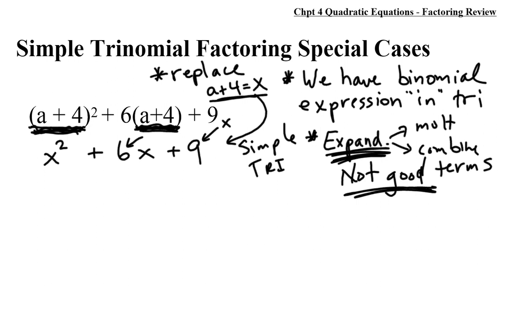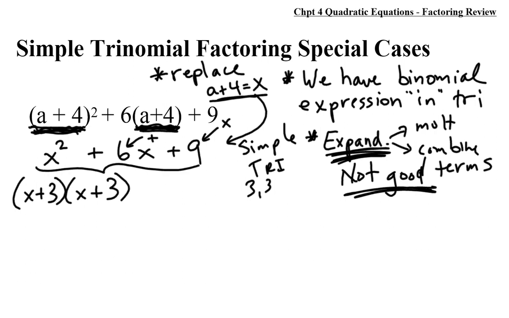Multiply to 9, add to 6. What's your combination? Well, 3 and a 3. So this could be x plus 3 times x plus 3. There's the factored form for that simple trinomial. However, that's not finished, because we need to replace the x values now with a plus 4.